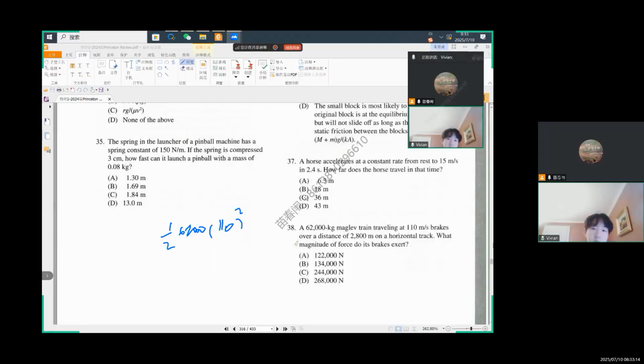That's the energy. Oh, this is easy. Yeah, that equals 37.5. And then work equals F times d. So we can divide this by 2,800, and then we get the force.